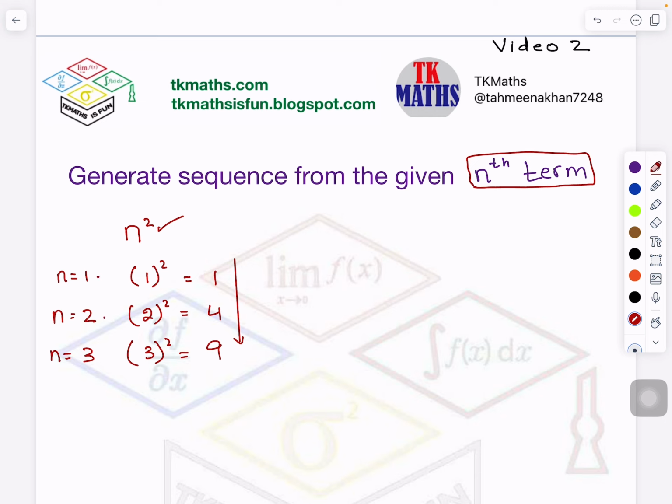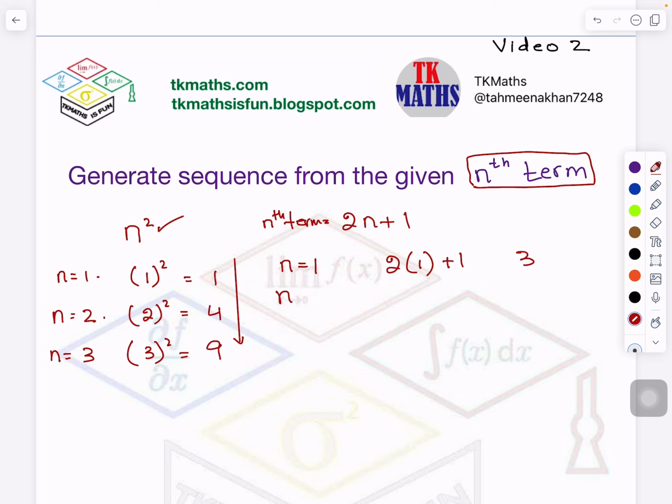Now let me write another series. For example, I write 2n plus 1. This is my nth term, right? It will help me to generate any sequence because I'm telling a rule here. So for example, I want to find out the first term. So I will put n is 1, first term, okay? So I will write 1. So 2 ones are 2, plus 1, 3.